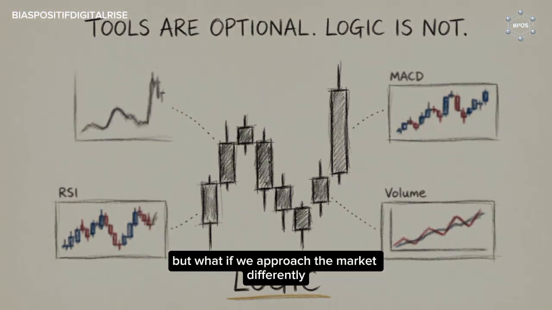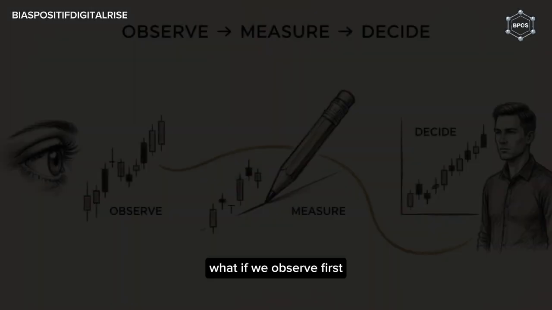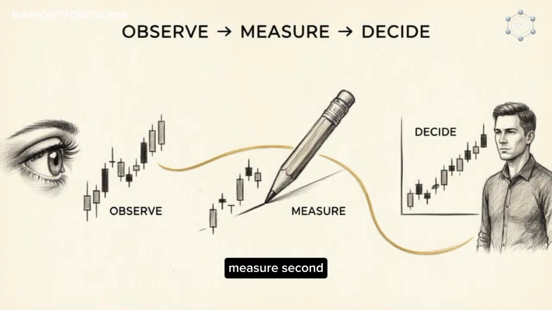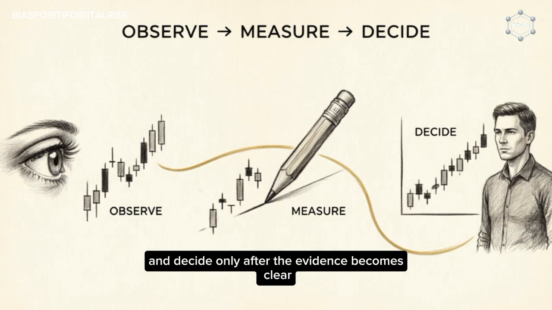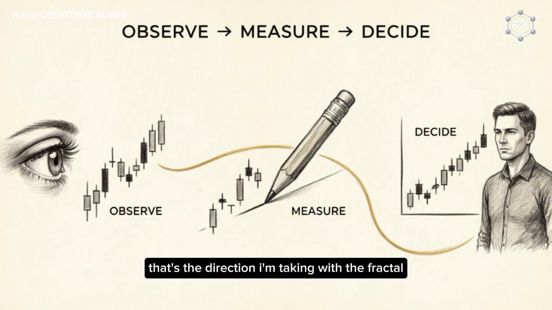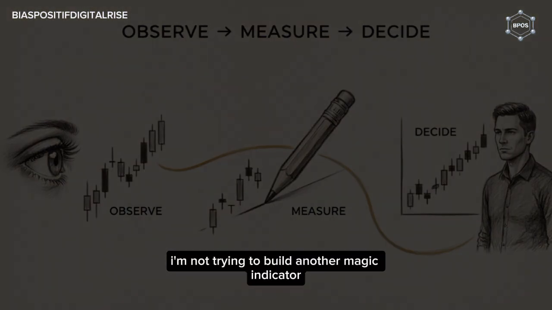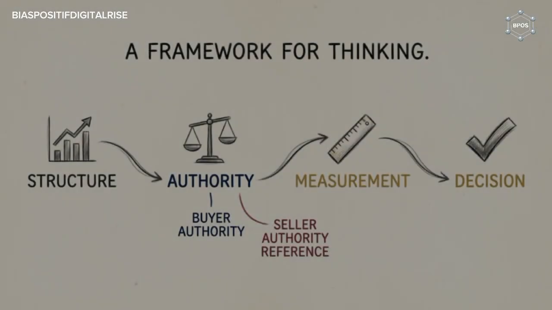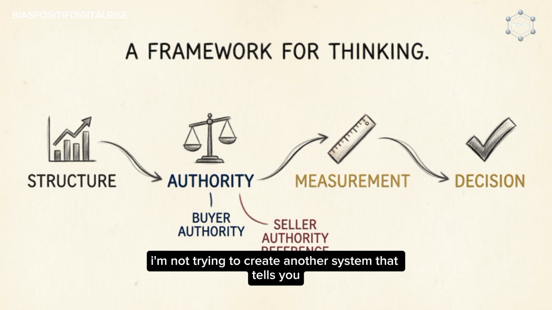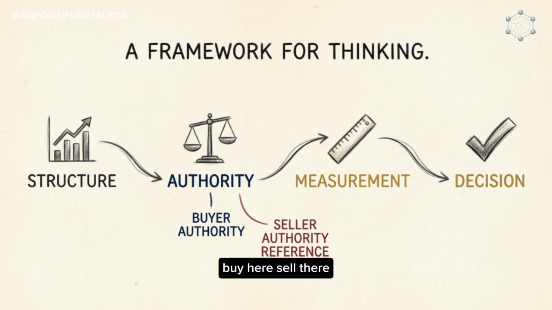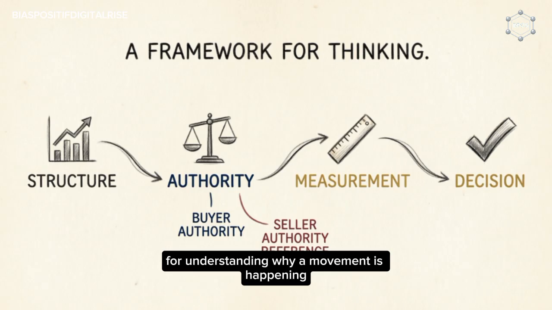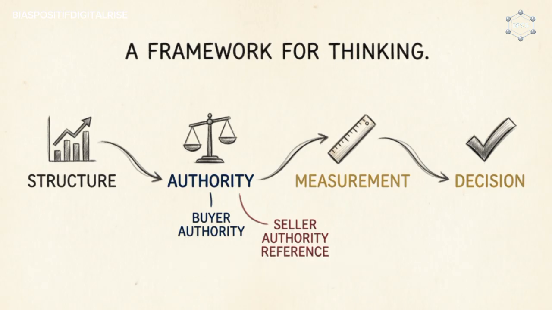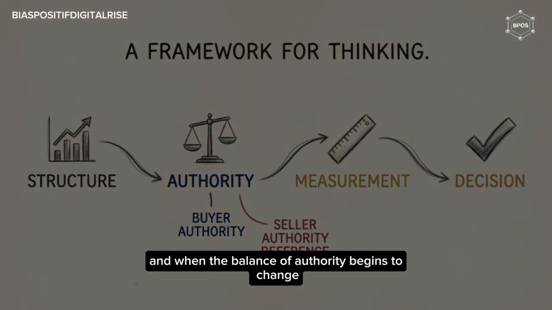But what if we approach the market differently? What if we observe first, measure second, and decide only after the evidence becomes clear? That's the direction I'm taking with the Fractal Authority Model. I'm not trying to build another magic indicator. I'm not trying to create another system that tells you buy here, sell there. I'm trying to build a framework for understanding why a movement is happening, who is driving it, and when the balance of authority begins to change.